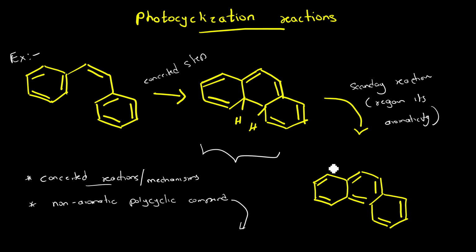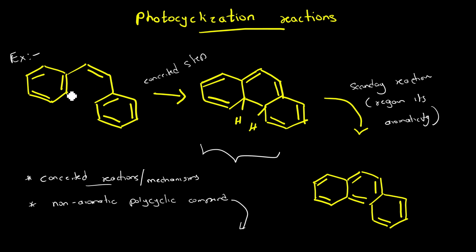So this is the quick overview of the photocyclization reactions. There will be two main steps. First is the concerted reaction step, in which the bond breaking and bond forming happen simultaneously and you will have a non-aromatic polycyclic compound. After that, the secondary step happens. The secondary step results in regaining aromaticity and obtaining our final product. So let's see the mechanism and exactly how this will happen.